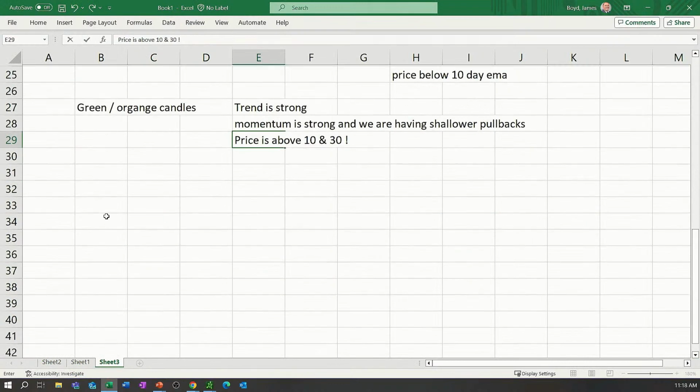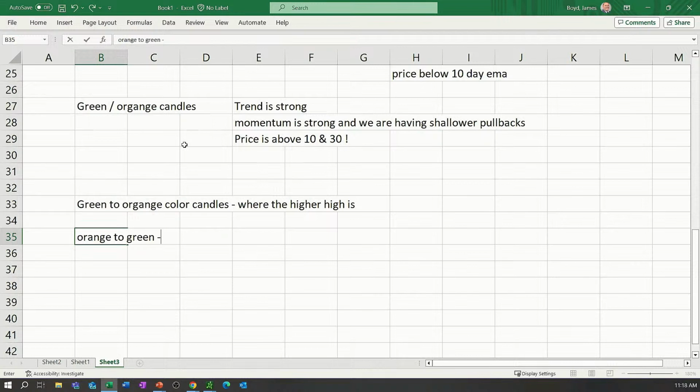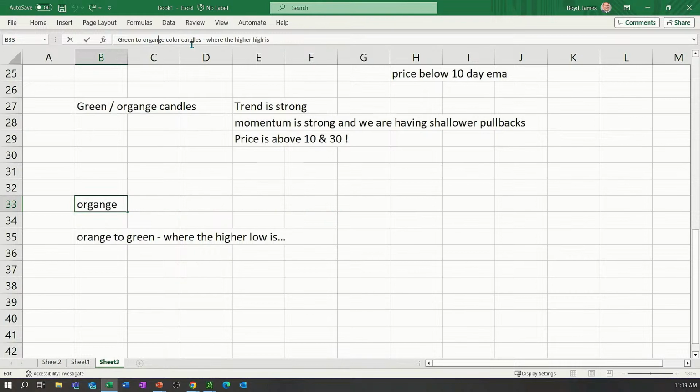Let's write that down so we can remember this, because I want you to study it. When we go from green to orange color candles, this is most likely where the higher high is. When we go from orange to green, this is most likely where the higher low is. So that's the nuance, but those are important pieces there.